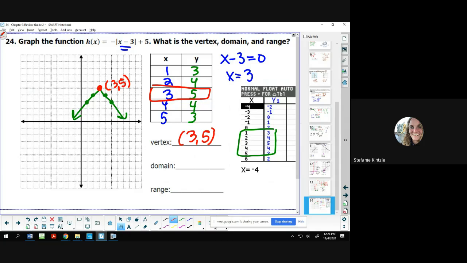And then my domain is always all reals. And the range, your y values are above or below? Or not below. Nope, they're all below, so less than or equal to what y value? Yeah, they're all less than or equal to 5. You guys can see that, right? 3 and 4 are less than or equal to 5.